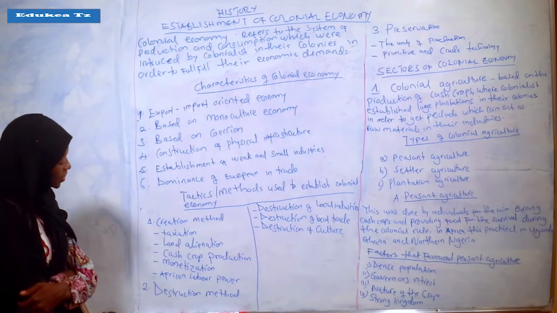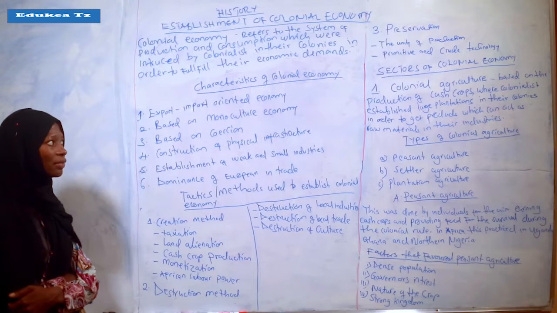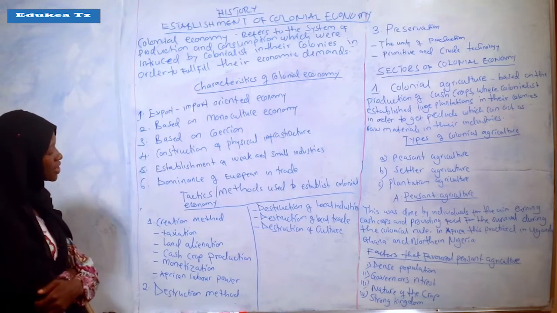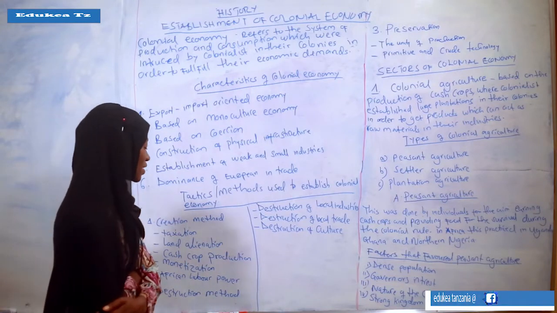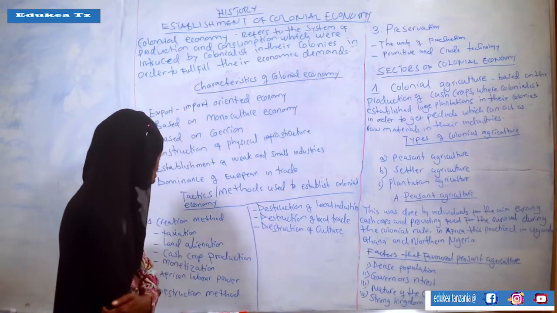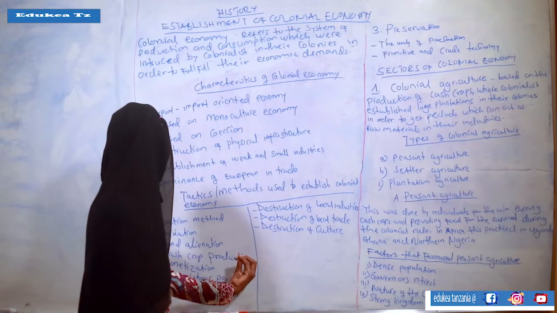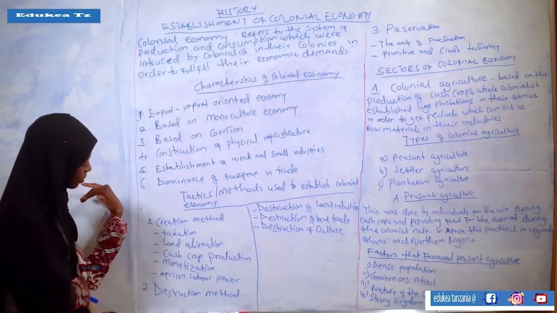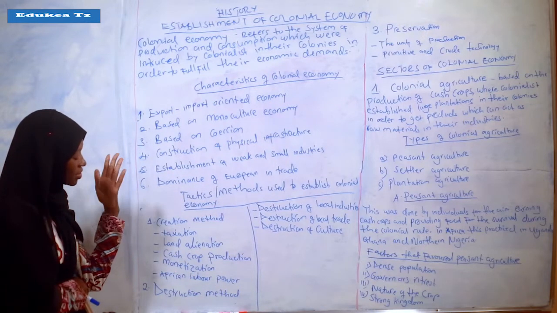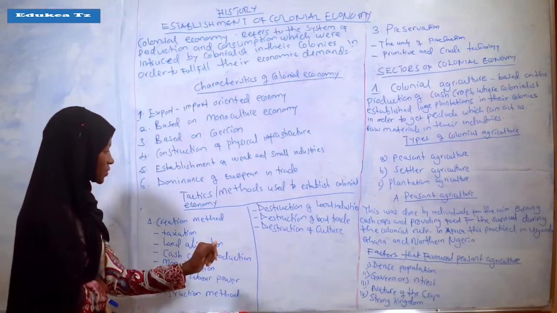The next method is destruction method. Destruction method means things which Africans were using before the coming of Europeans were destroyed totally.